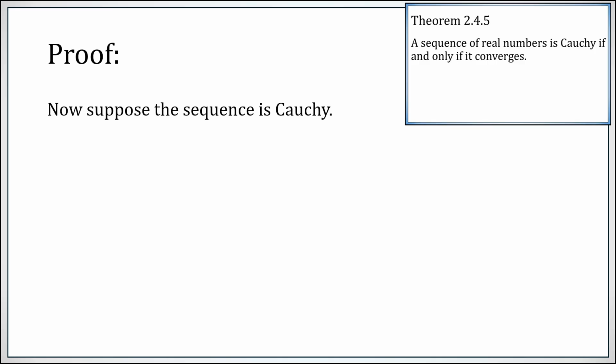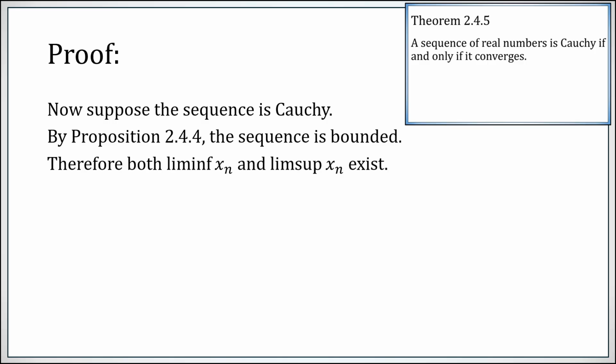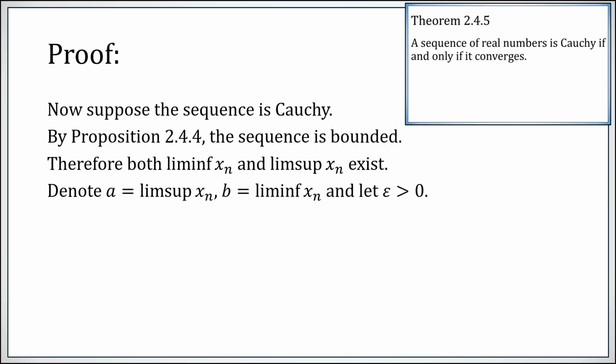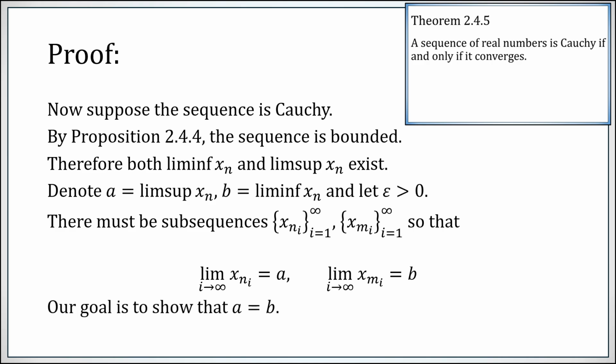How about the other direction? Now let's assume we have a Cauchy sequence. We need to show that it converges. The trick here is we don't know exactly what it's converging to. However, we do know that a Cauchy sequence is bounded. Therefore, it has a lim_inf and a lim_sup. Denote by A the lim_sup and by B the lim_inf, and then let epsilon be an arbitrary positive number. So there must be a subsequence converging to the lim_sup and a different subsequence converging to the lim_inf. Our goal now is to show that the lim_sup and lim_inf are equal. We will then be able to claim that the limit must exist.